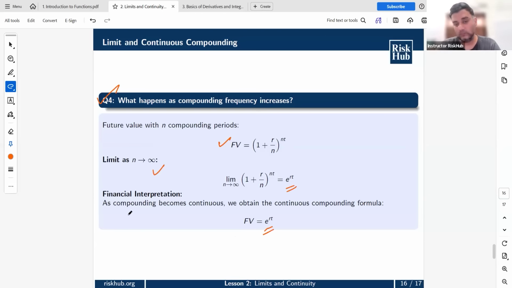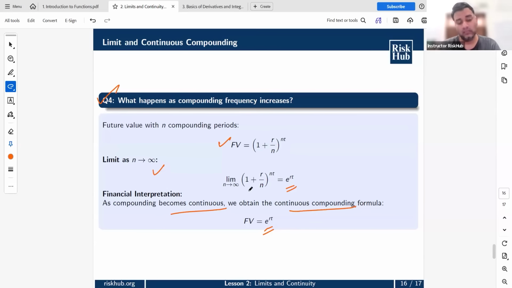And why? Because you understand, if n tends to infinity, whatever r is, r by n will obviously turn into 0. So it is 1 plus 0, raised to nt. What is happening here is, if compounding becomes continuous, we obtain the continuous compounding formula.